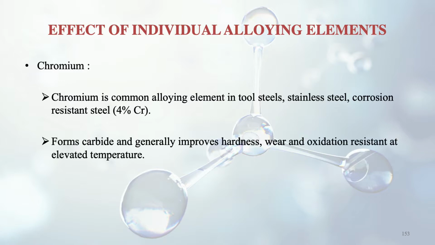And it forms carbide. Chromium carbide is formed that generally improves hardness, wear and oxidation resistance also at elevated temperatures. It also improves hardenability of thicker sections. So if we have a thicker specimen, then we can have chromium for increasing the hardness and hardenability.